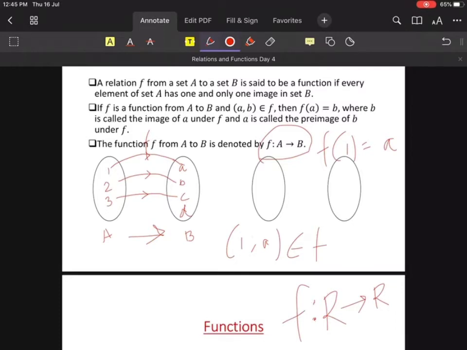Yes or no? Is this one a function? Yes, it's a function, right? But here, can anybody tell me what does the set B determine? Does the set B determine the range? Do all the elements of set B determine the range? Yes or no? No. Then what does set B determine?